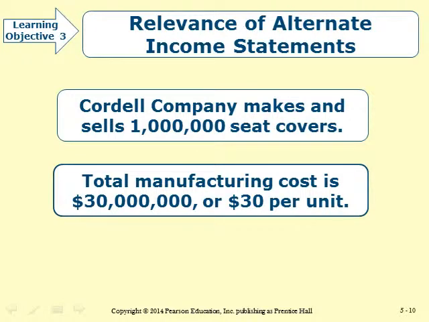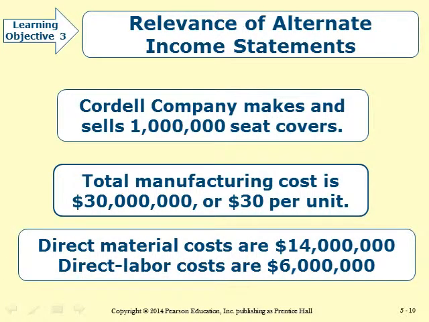So Cordell produces and sells 1 million units of seat covers for seats on airplanes, buses, and railway passenger cars. Cordell sells these to companies such as U.S. Airways or Grand Canyon Railway Company. The total manufacturing cost of making 1 million seat covers is $30 million. The unit manufacturing cost of the product is $30 million divided by 1 million units, or $30 per unit.